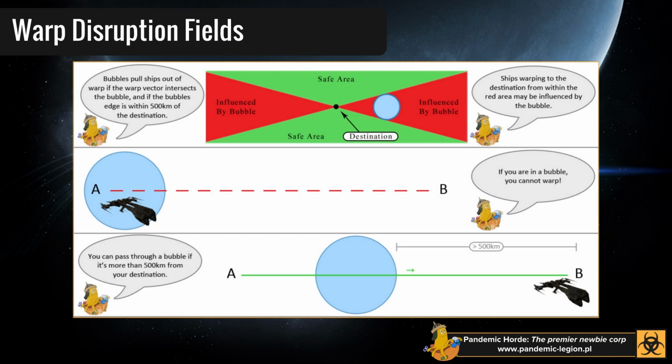So bubbles pull ships out of warp if the warp vector intersects the bubble and if the bubble's edge is within 500 kilometers of the warp destination. So ships warping to the destination from within the red area may be influenced by the bubble. You can see that in the little graphic. If you warped to that destination point from anywhere inside that red area, you may get stuck in the bubble. And of course, if you warped from the green area, you would avoid that bubble.